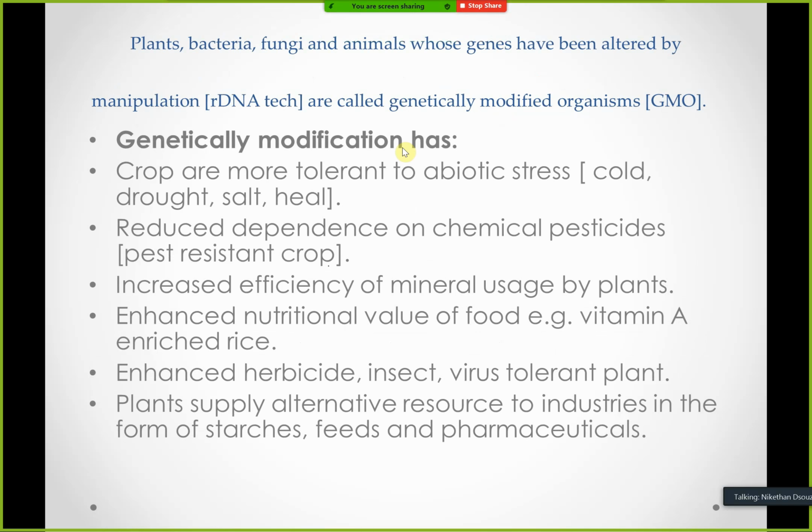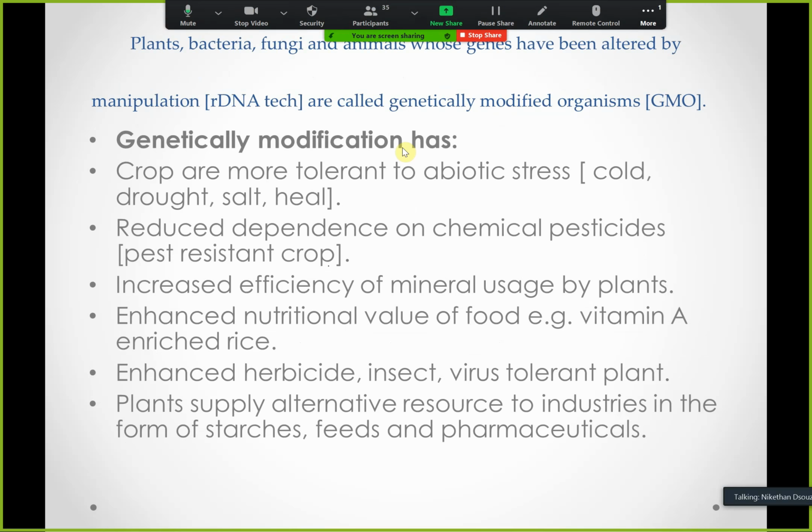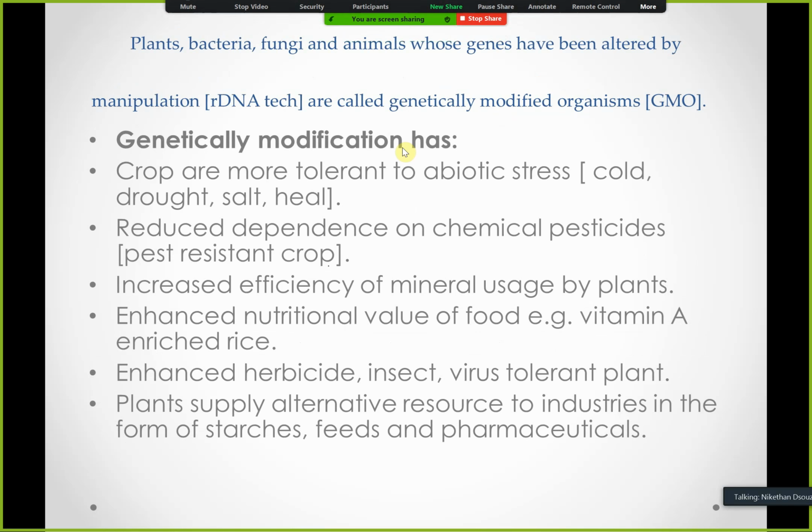Coming to our application in the field of biotechnology, we use the genetically modified organism. What are genetically modified organisms? The organisms whose genes have been altered to get a desired product that we need. We alter the genes in plants, bacteria, fungi, and animals, which are manipulated and introduced in the host to get a desired product.